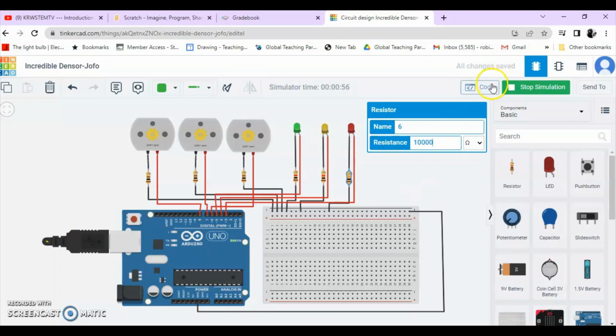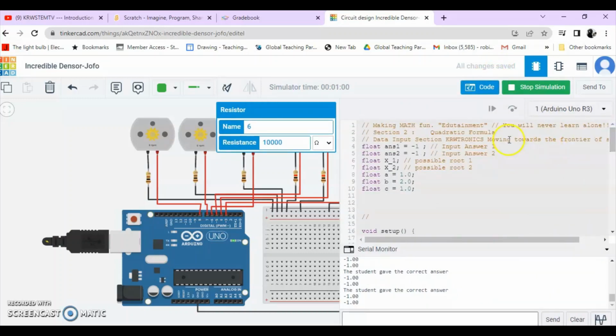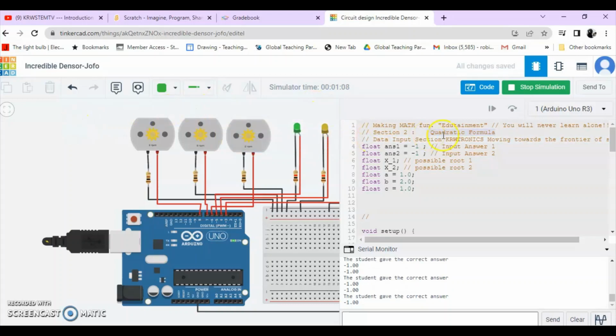And if we go back to code, the essence of it was quadratic formulas. And of course, we're using quadratics in robotics. Now, how cool is that?